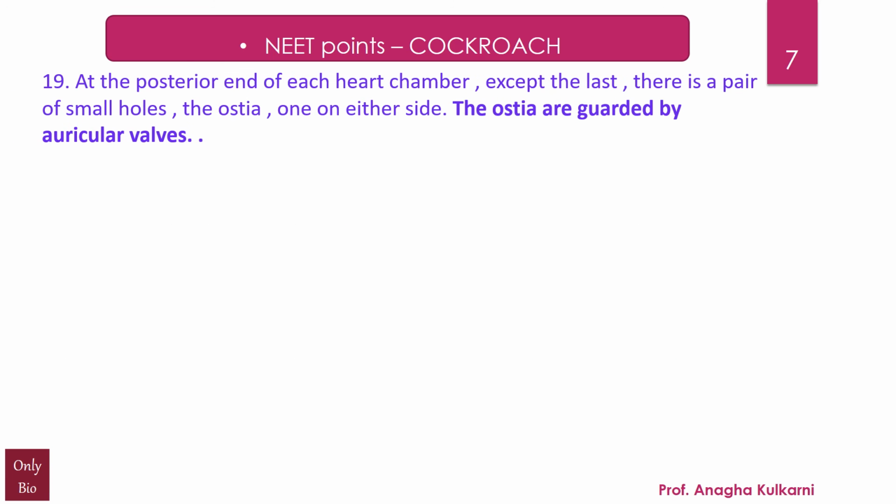Point number 19, at the posterior end of each heart chamber except the last, there is a pair of small holes, that is, the ostia, one on either side. The ostia are guarded by auricular valves. Point number 20, all hemocytes are colorless and nucleated cells.